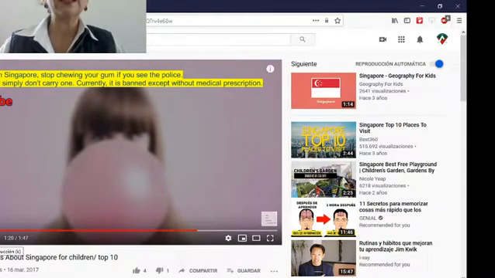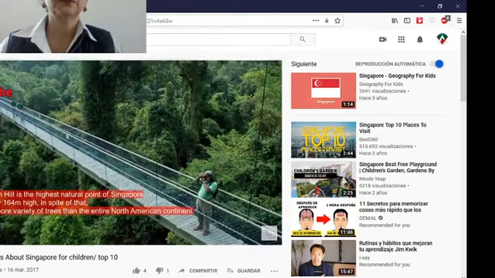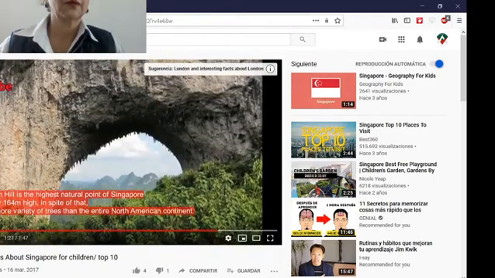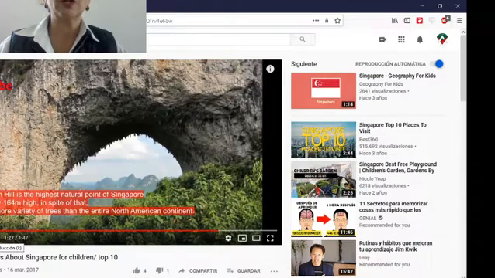Okay, remember that in Singapore, stop chewing gum if you see the police. You're not allowed to chew gum unless a doctor gives you the prescription. Prescription, like a medicine. You're allowed to have gum, otherwise you're not allowed. This is Bukit Timah, the highest natural point of Singapore.